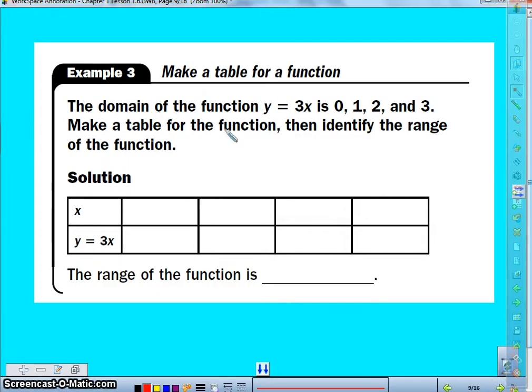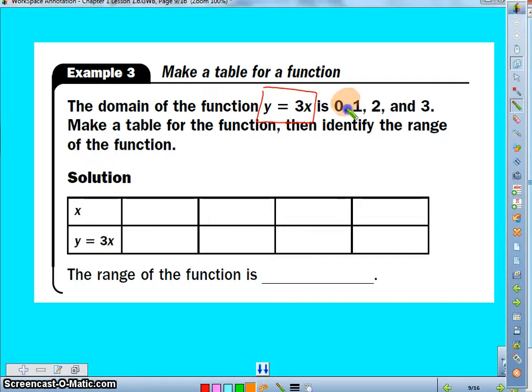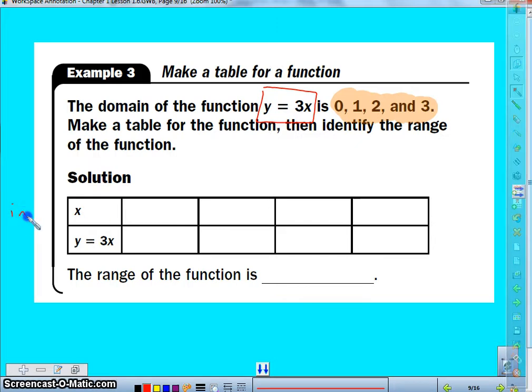So the domain of the function y equals 3x is 0, 1, 2, and 3. All right, start getting into the habit: when you've worked it out, highlight it like that. 0, 1, 2, and 3. Remember, x is our input, and it's also called our domain. This y is going to be our output. So my domains are 0, 1, 2, and 3.